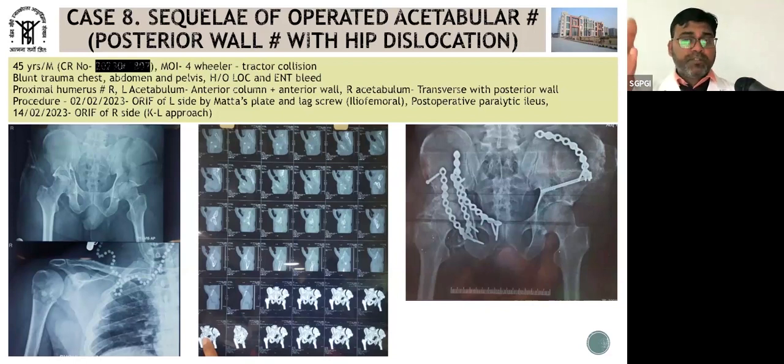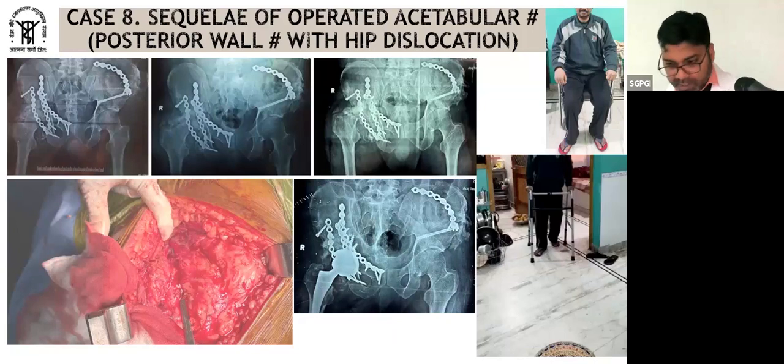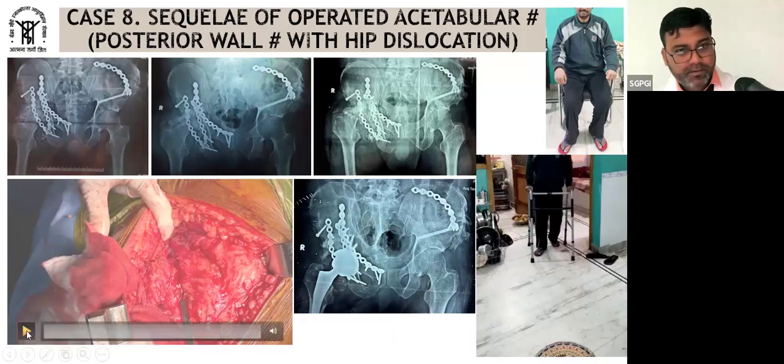In this case, because of the heterotopic ossification, there was a bone bridge between the ilium and the greater trochanter, and the hip could not be moved even 1 or 2 degrees on either side. So this was quite a challenging case for me. And I would just show a video of this.